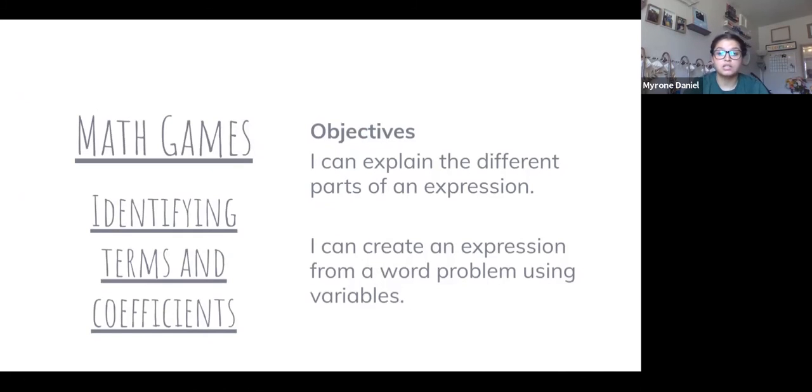writing your expressions. So our objectives today: I can explain the different parts of an expression. We have the coefficient, we have terms, we have the variable, and we have the factors. So those are the 4 different parts of the expression. And then we also can create an expression from a word problem using variables, which we did in that last problem that we did.